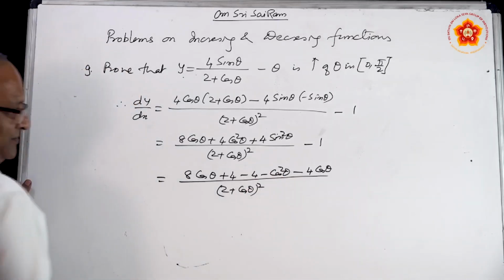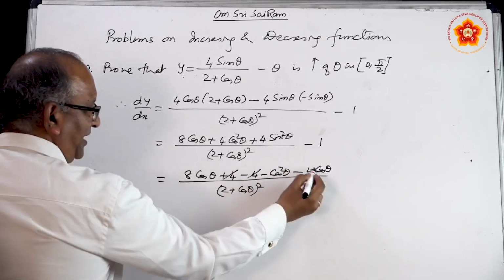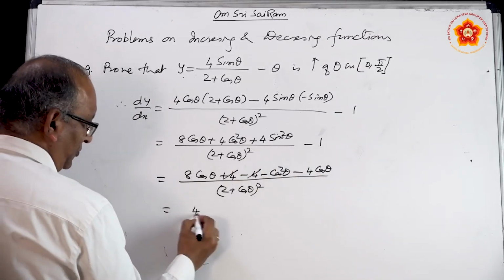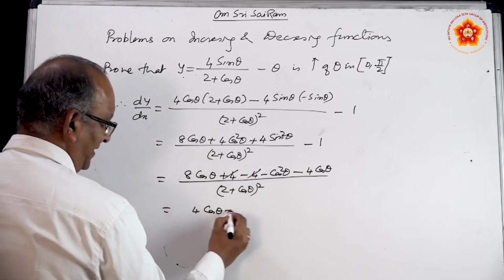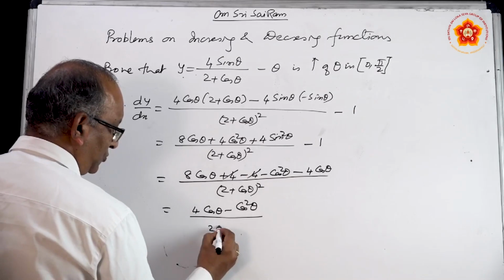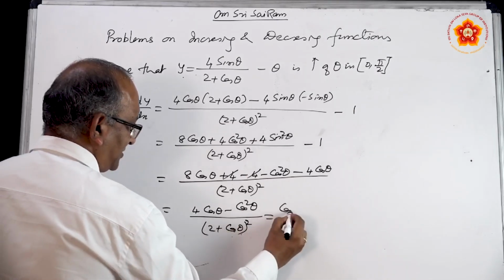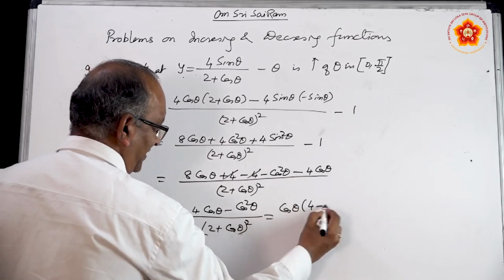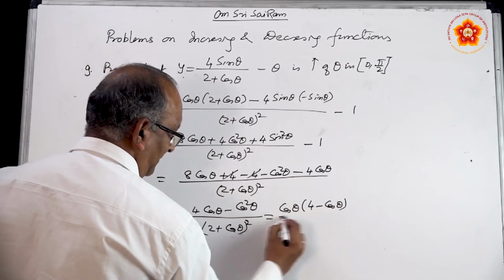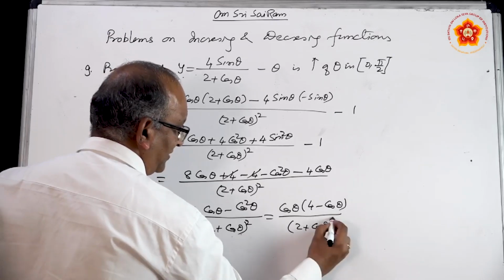Simplify it further. Plus 4 minus 4 gets cancelled. 8 cos theta minus 4 cos theta will give you 4 cos theta minus cos square theta, divided by 2 plus cos theta whole square. Here you can take cos theta common, you get cos theta into 4 minus cos theta upon 2 plus cos theta whole square.